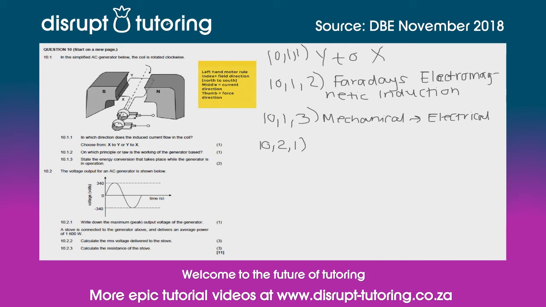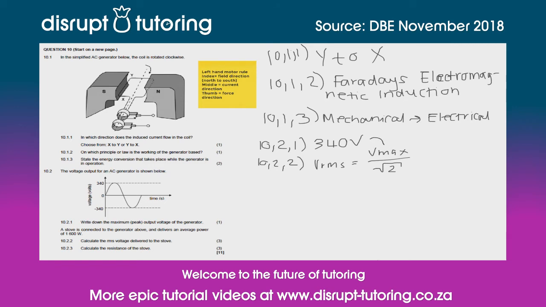Okay, so then we can look at 10.2, and it shows the voltage output for an AC generator over there, and it shows the maximum voltage of 340 as the amplitude. So the first question is, write down the maximum peak output voltage of the generator, and we know that that's the amplitude, and that's given as 340 volts. Great. Then it says a stove is connected to the generator above and delivers an average power of 1600 watts. Calculate the RMS voltage. So we know that that's just a formula, so VRMS is equal to Vmax over root 2.